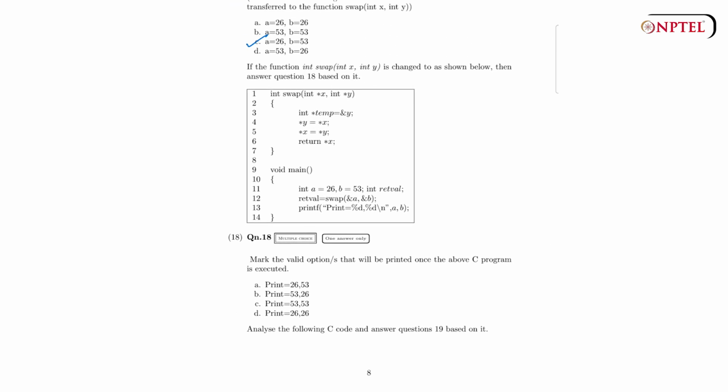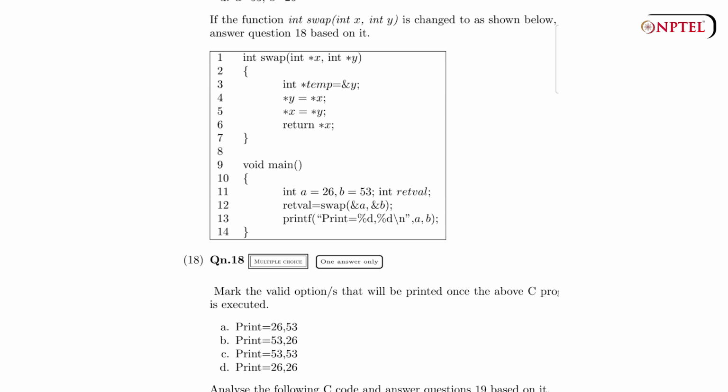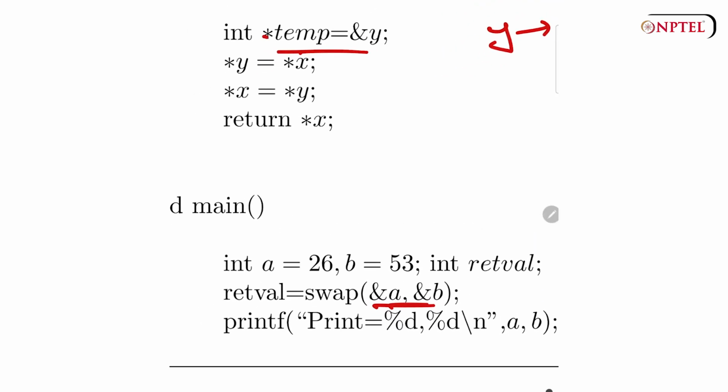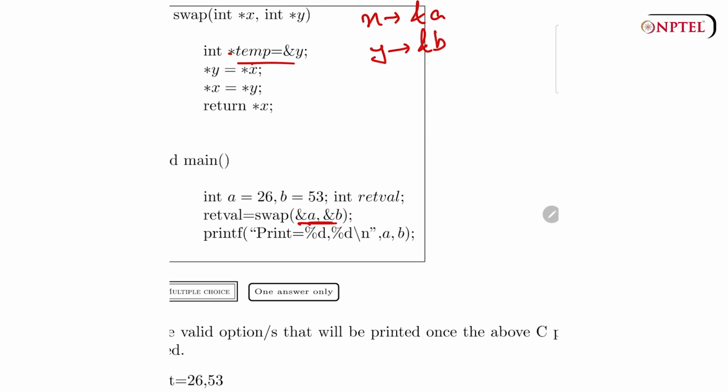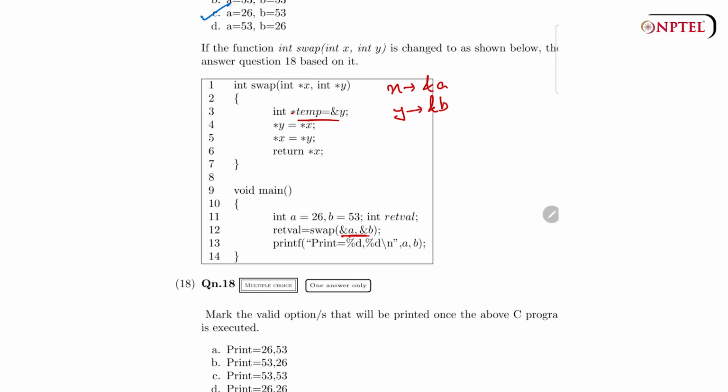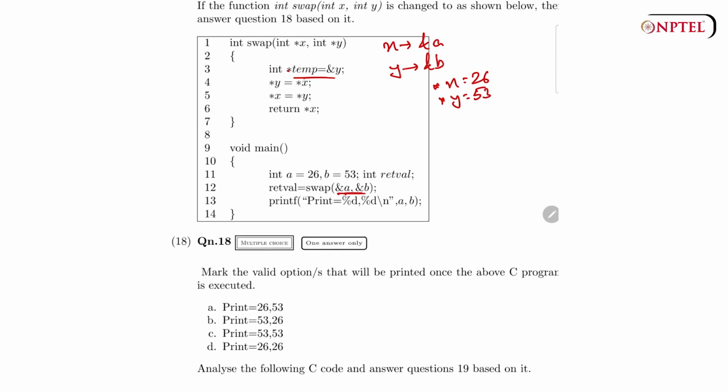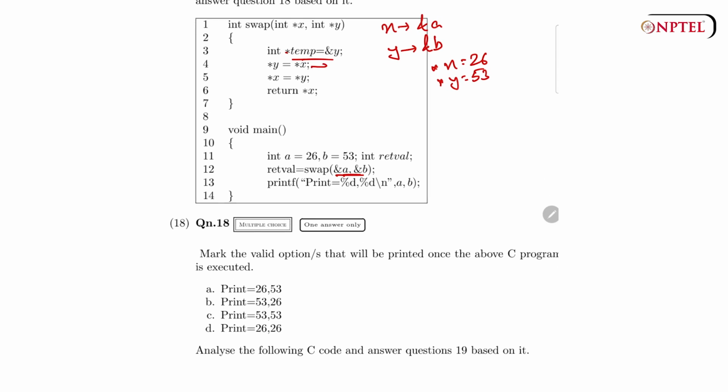Mark the valid output that will be printed. Okay, let's go to this. So here, instead of passing just the values, I am passing the addresses. So x holds the address of a, y holds the address of b. That means temp is holding the value at b, which is slightly confusing to understand, but let's keep it aside. Now just know that star x holds the value of a, which is 26, and star y holds the value at b, which is 53.